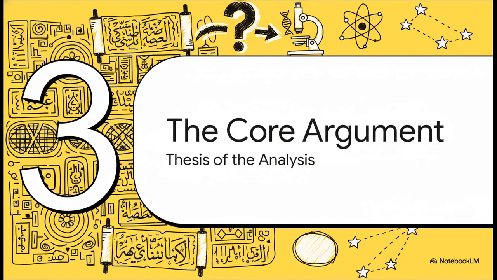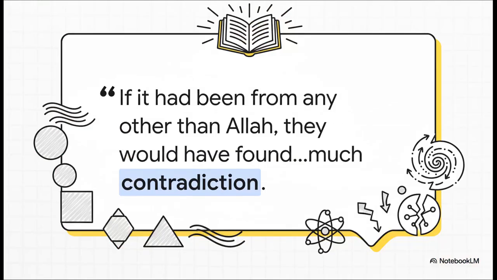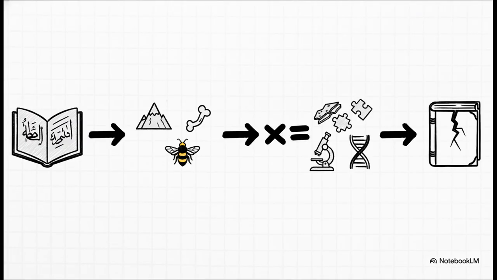Okay, so we've gone through all these specific examples: semen, embryos, mountains, bees. So what's the big takeaway here? What's the main argument the source is actually trying to build? Well, it really all hinges on verses just like this one. The source points to passages where the Quran claims for itself a state of perfection, a total lack of contradiction. This is presented as a core tenet of the text itself. And that brings us to the absolute core of the source's argument. It contends that the Quran is making literal, testable claims about the natural world.